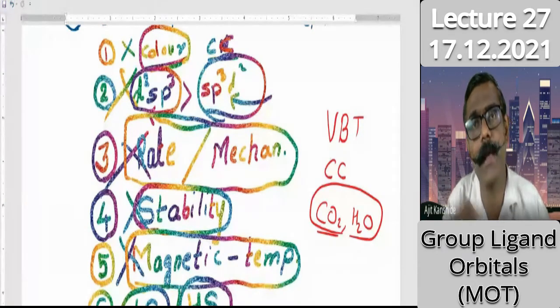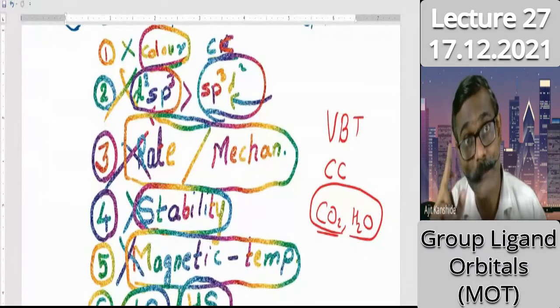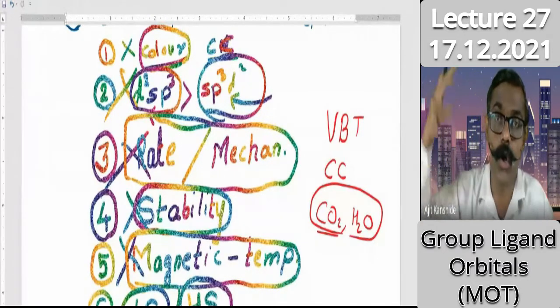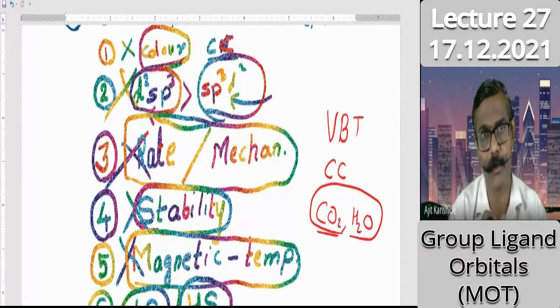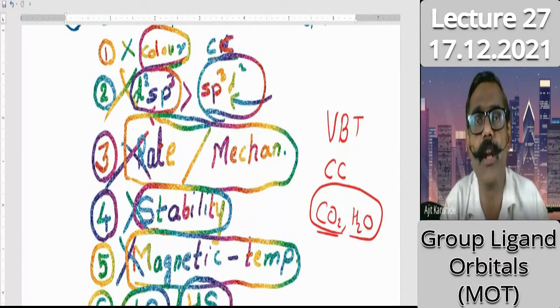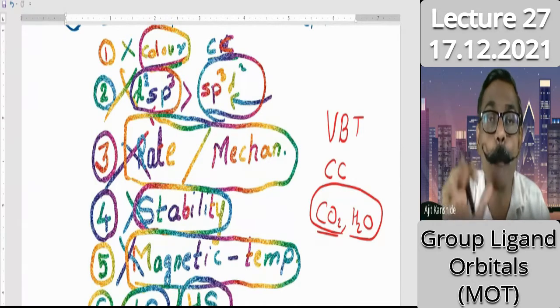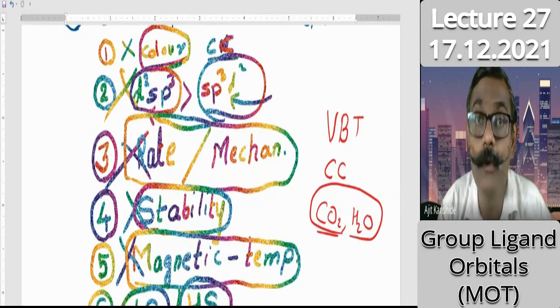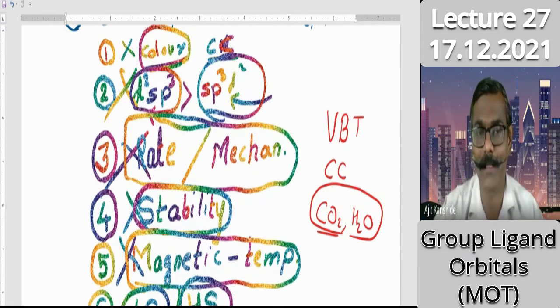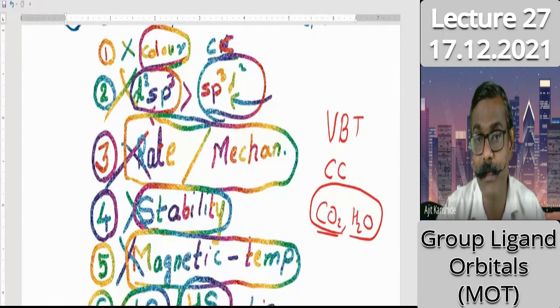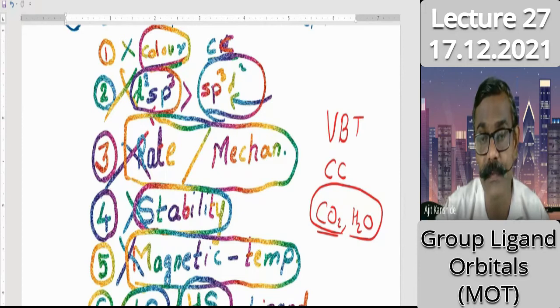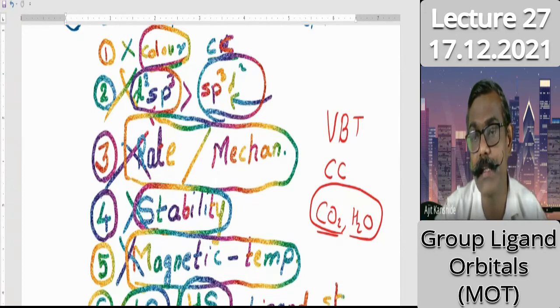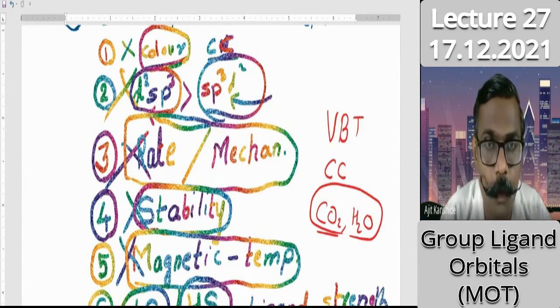When electrons are paired and when they are not, VBT does have an explanation. If the ligand is strong, there will be pairing, low spin. If the ligand is weak, there will be high spin or no pairing. But which ligand is strong and which is weak, it could not explain. So ligand strength, the spectrochemical series, which comes within or after crystal field theory, was not explained by VBT. Are you following what I'm saying?